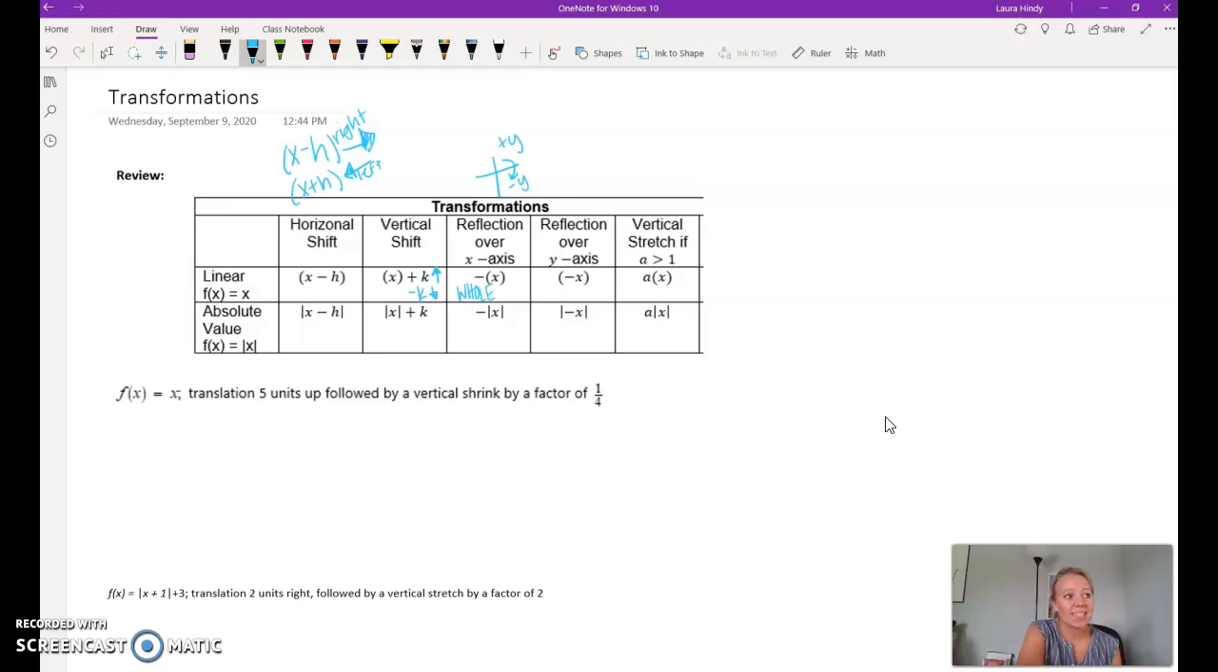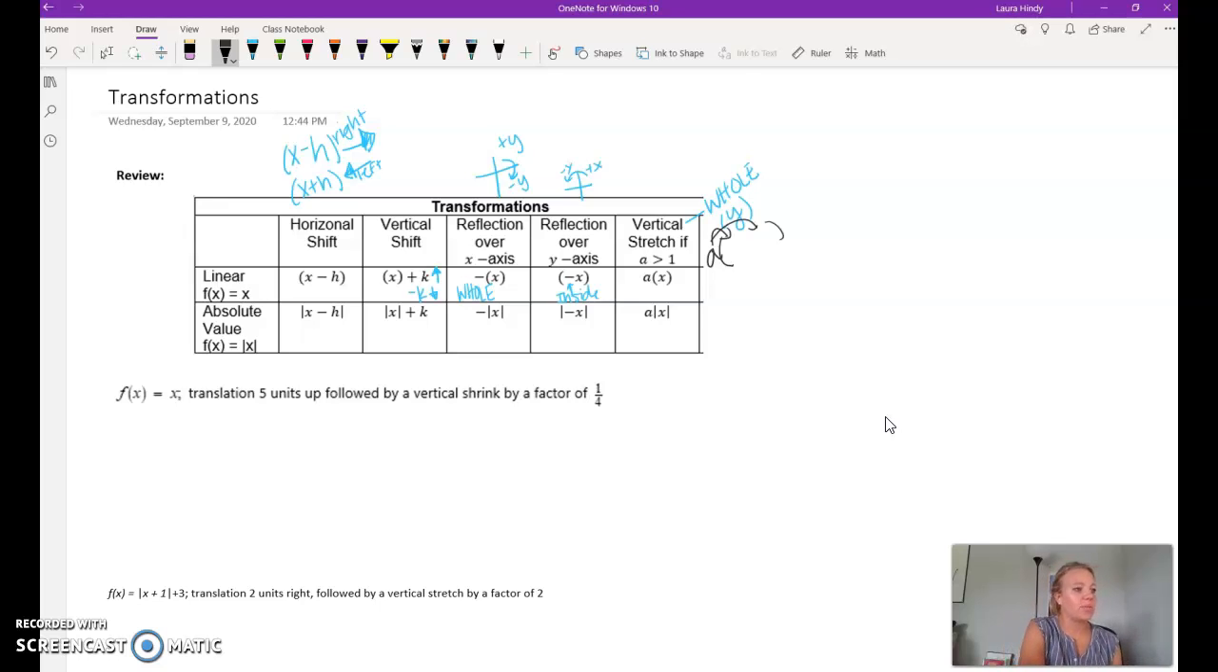Reflections over the y-axis mean only my x is changing, which is why I have it on the inside, right? Inside means x, outside means y. And with vertical stretches and shrinks, this is the whole equation because we're thinking vertical, meaning y. So make sure on this one too that you distribute that a to the whole equation as needed. So let's do some examples.